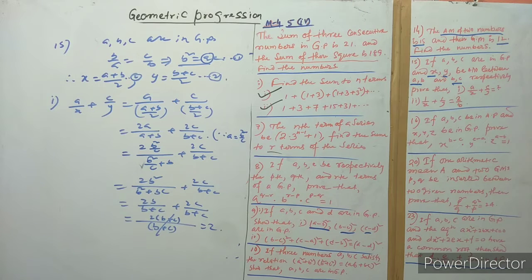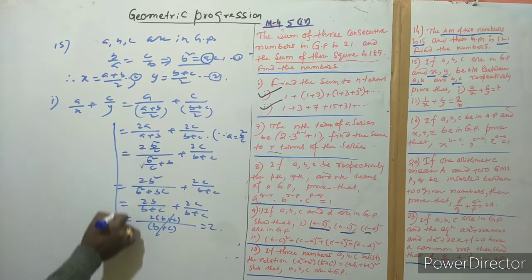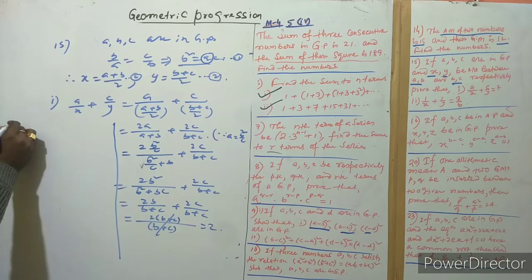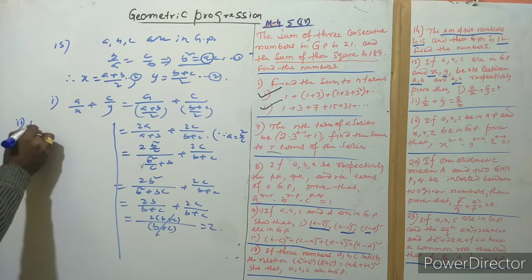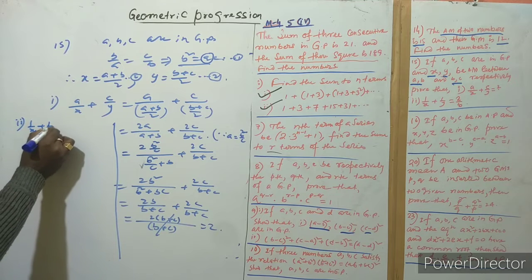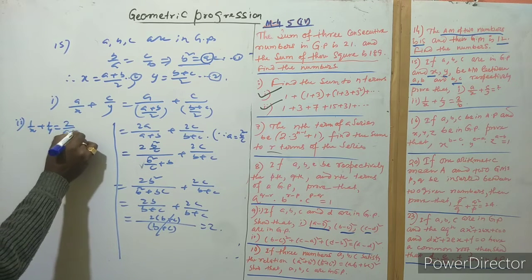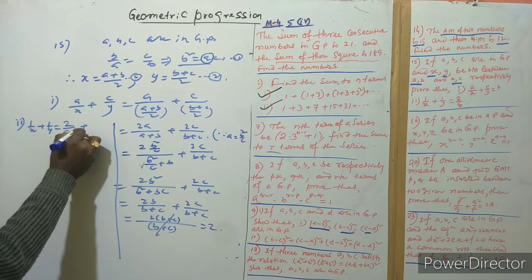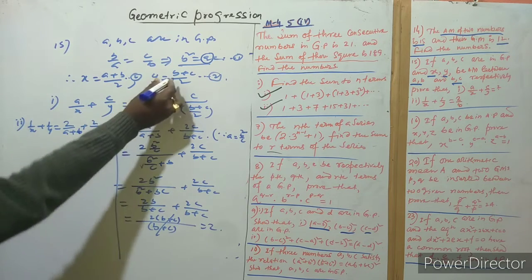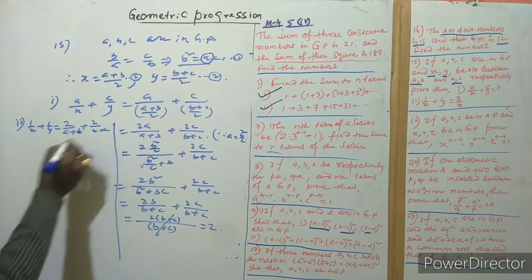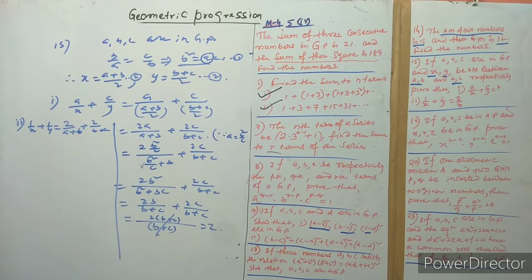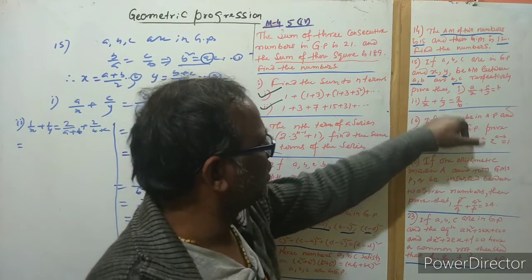Okay, and now we have to follow the same for the second question, that is number 2. So that is 1 by X plus 1 by Y. X means 2 by A plus B, and Y means 2 by B plus C. We have to find the value of 2 by B here. See carefully, 1 by X plus 1 by Y, this is 2 by B.